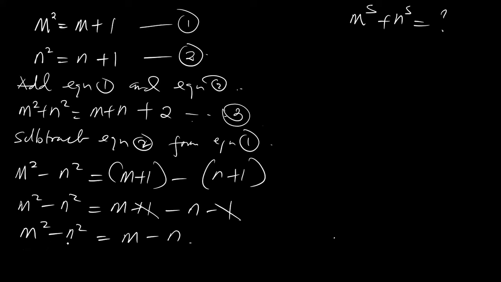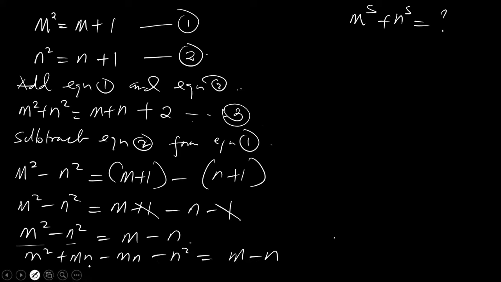Now this can be factored. If you add plus mn minus mn, it will still remain the same. So you now have m squared plus mn minus mn minus n squared is equal to m minus n.